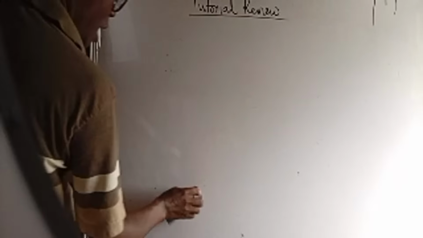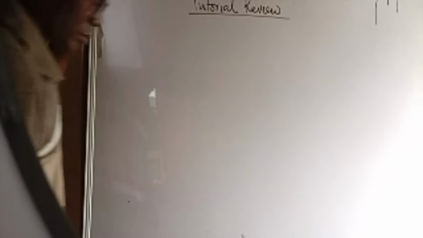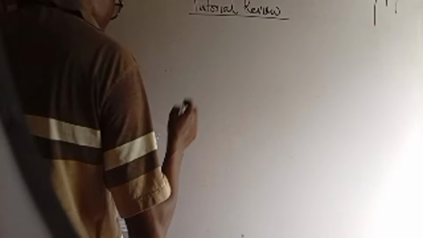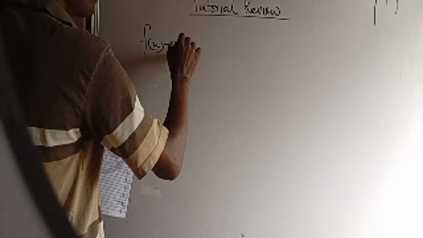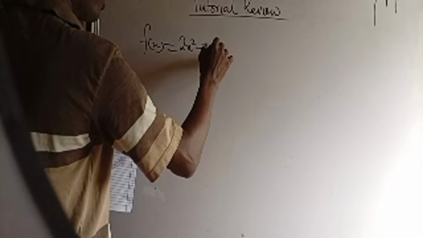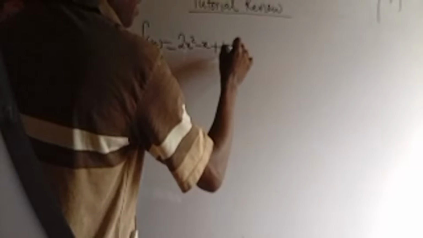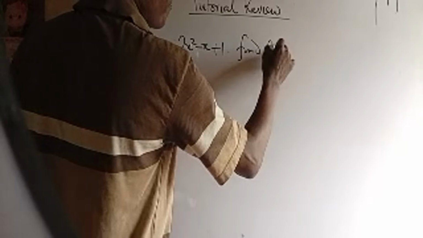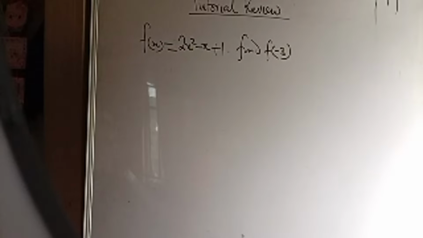Okay. Now, the next area I want to touch here is finding the values of numbers, which is equivalent to direct substitution. Suppose we are given f of x is equal to 2x squared minus x plus 1. And the question now says, find f of minus 3.